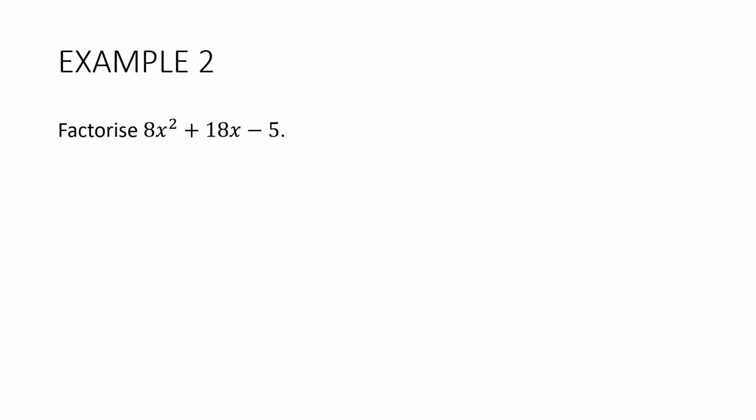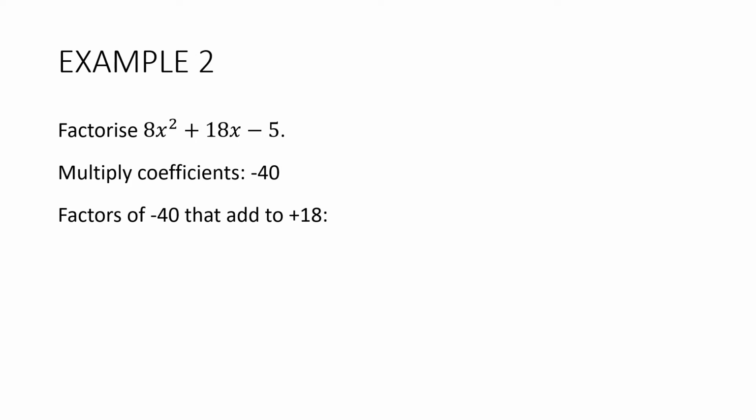Let's try another example. Factorize 8x squared plus 18x, take away 5. So start by multiplying those coefficients. 8 times negative 5 is negative 40. And we want factors of negative 40 that add to positive 18. They're going to be 20 and 2. We want the bigger one to be positive, so positive 20 and negative 2. Rewrite this and change the 18x into these two terms.